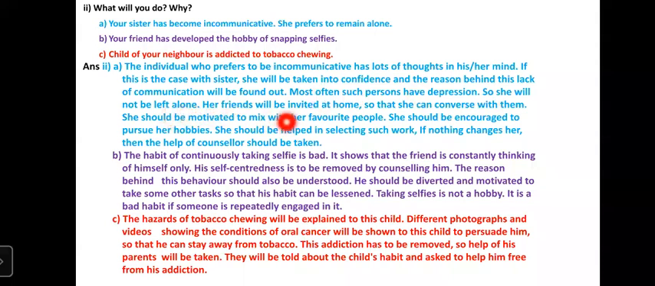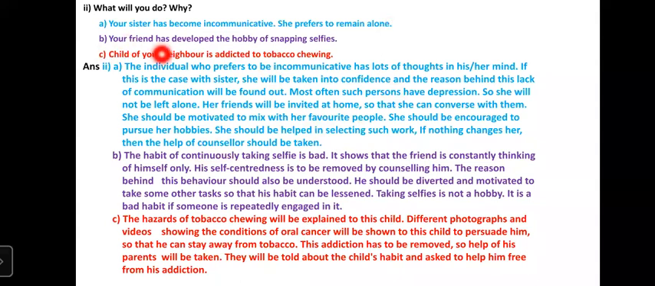Her friends will be invited at home so that she can converse with them. She should be motivated to mix with her favorite people. She should be encouraged to pursue her hobbies. Divert her mind into her hobbies like drawing, singing, dancing, cooking, okay? Any hobbies. She should be helped in selecting such work. If nothing changes her, then the help of counselor should be taken. Okay, so when you're trying, you're helping her, but nothing is changing in her behavior, take her to counselor. This is the expected answer for the first part. See the second part B question.